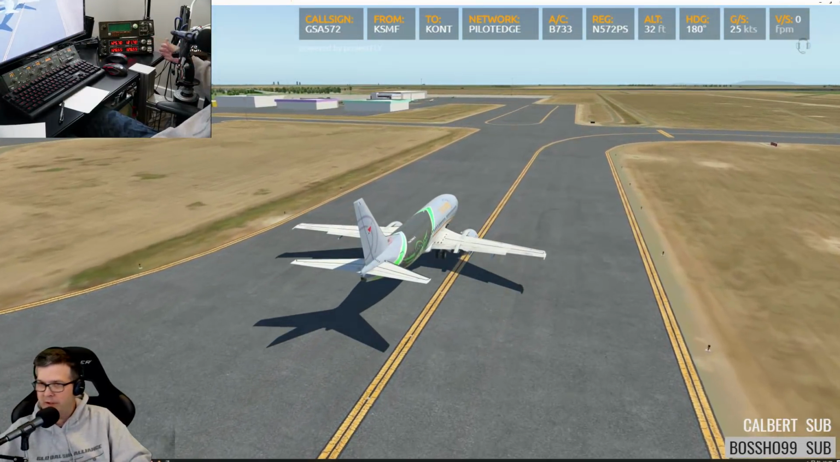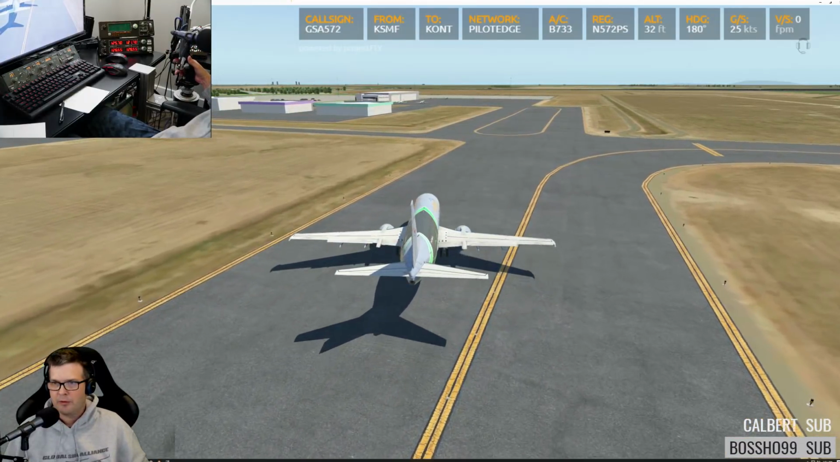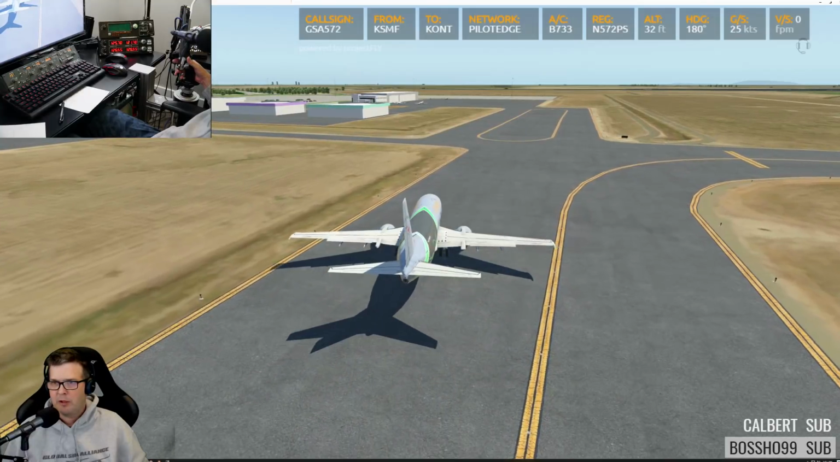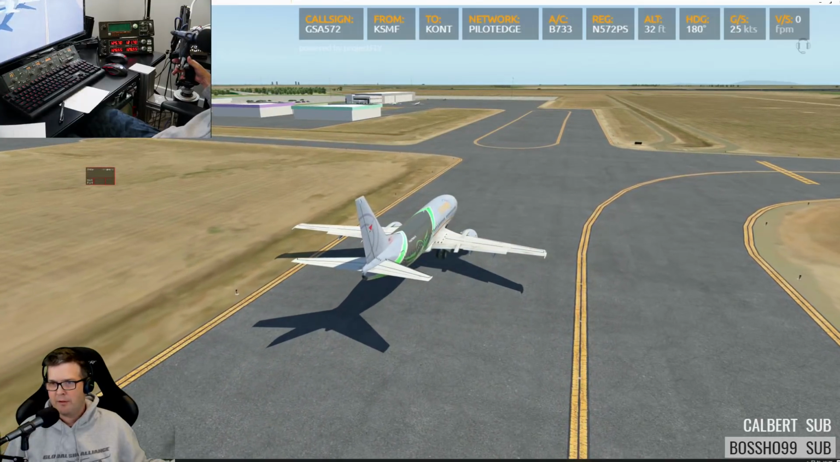All right, we'll turn over to tower. We're going to park right here for a moment. Just off to the side here for a second.